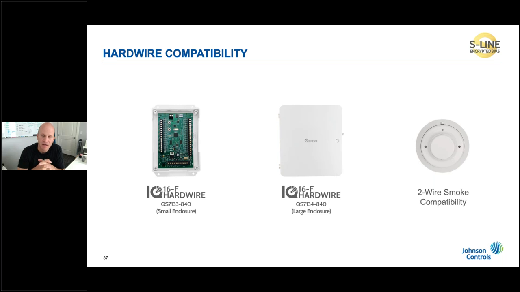Zone 16 is dedicated for two wire fire, so we support two wire smokes. You can buy it in the small enclosure or the large enclosure. The large enclosure is designed to fit two modules and two batteries, and you can stack as many of those up as you need. A really cool way to take over hardwired devices, and you can mix and match hardwired and wireless on any install with this as well.